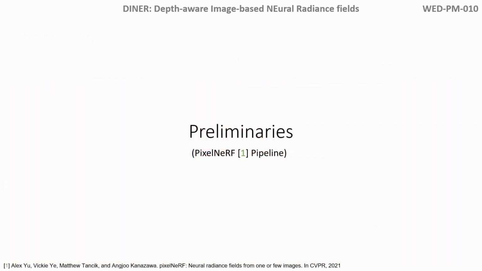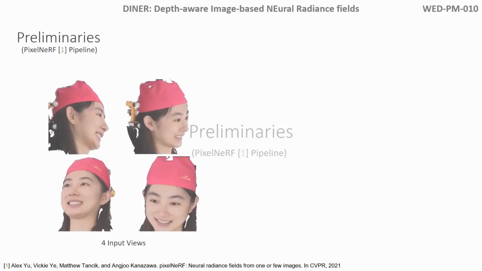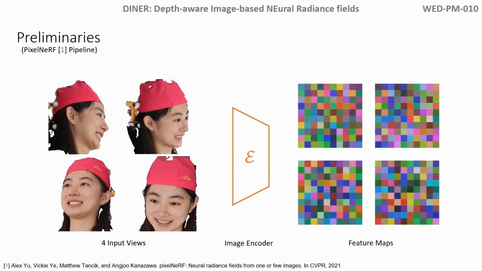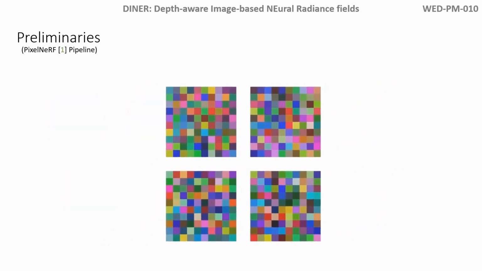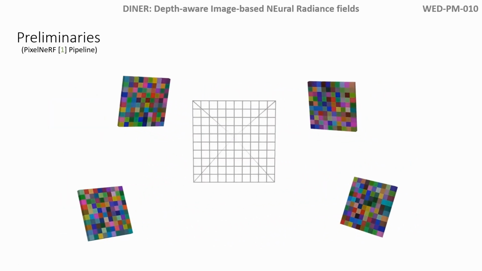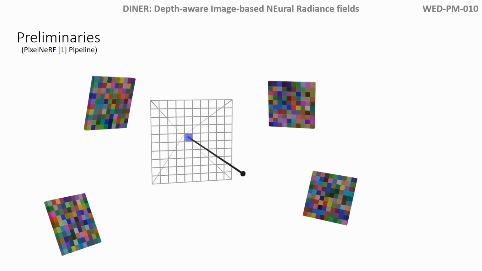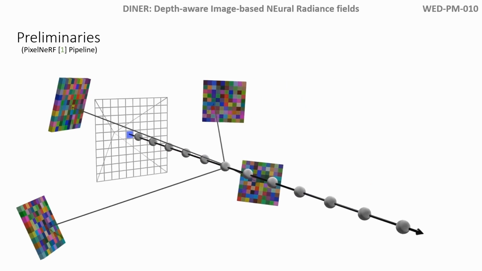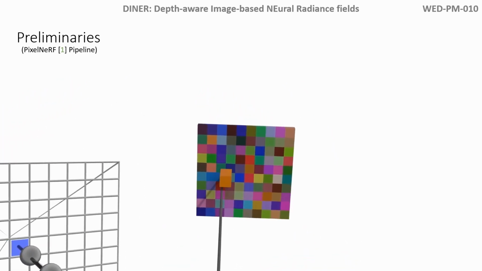DINER builds on top of PixelNeRF, which we briefly review here. The input views are processed with a convolutional encoder to extract feature maps. The resulting feature maps are placed in 3D space. For rendering a target view, rays are cast into the scene along which query points are sampled. The points are projected onto the source camera planes to interpolate a feature vector.